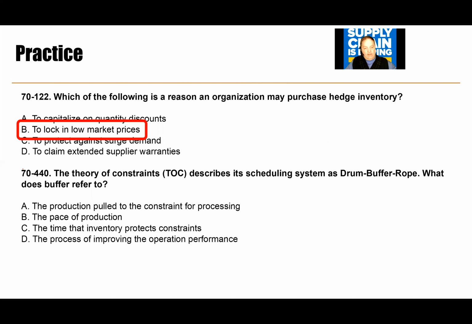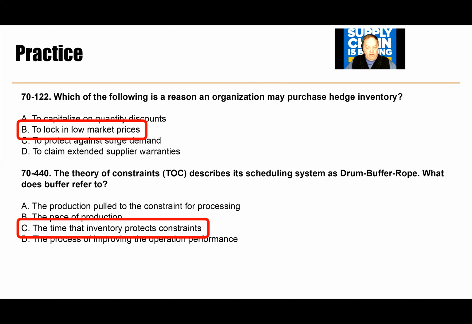70-40, the theory of constraints describes its scheduling system as drum, buffer, rope. What does buffer refer to? Well, while we did not specifically go through theory of constraints in this session, you may be able to draw your own conclusions. So best answers: the production pulled to the constraint for processing, the pace of production, the time that the inventory protects constraints, or D, the process of inventory improving the operation performance. Best answer is C, the time that inventory protects against constraints.